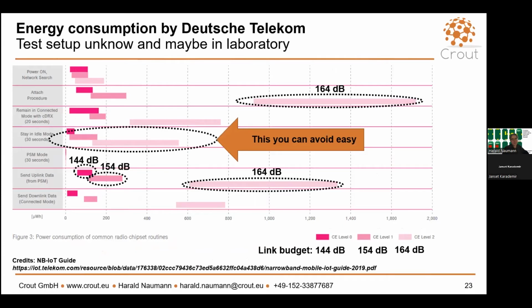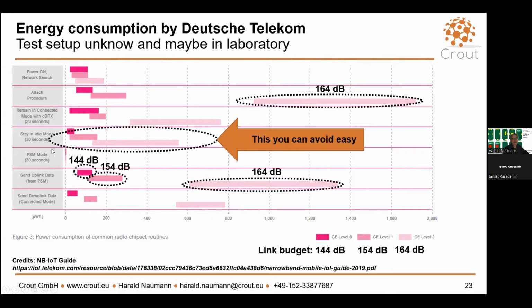Yeah, and the same by Deutsche Telekom. Here is the energy consumption shown by the different CE levels. So this CE level 0, 1, and 2, you can translate to 144, 154, and 164 dB link budget.